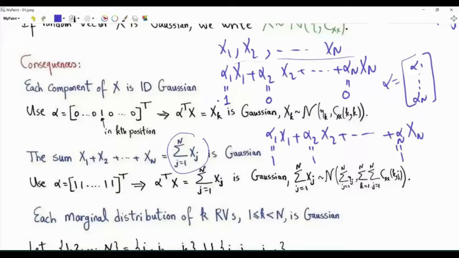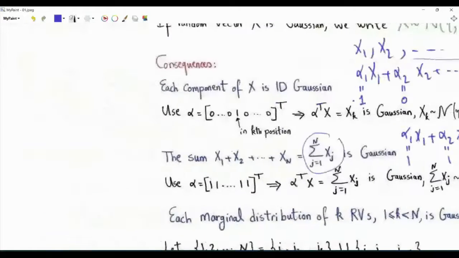Note the following, that the converse is not generally true, which means that suppose that I know that x1 is Gaussian. So as a random variable, it is a Gaussian random variable. x2 is Gaussian.